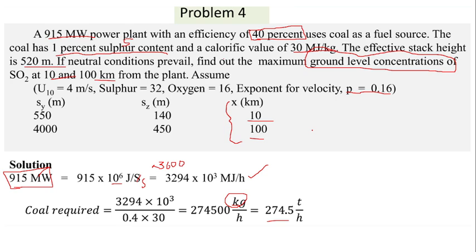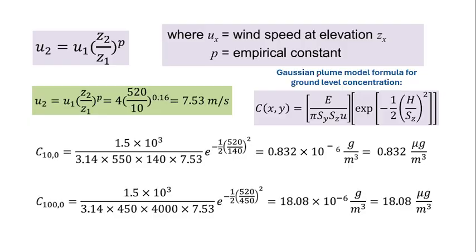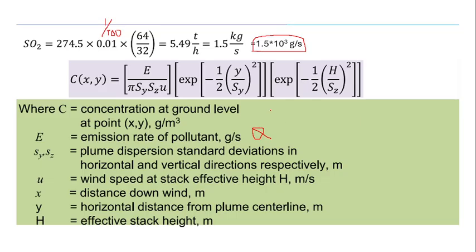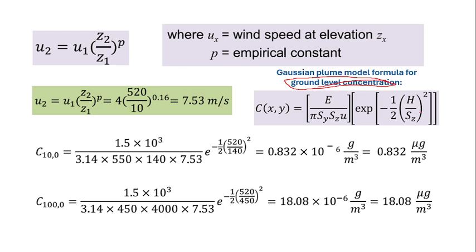So our question is asking us to find out the maximum ground level concentration of sulfur dioxide. So for the case of ground level concentration, we can omit this term. Okay, we can only consider this term. So this equation is further simplified, and now we can solve this problem.